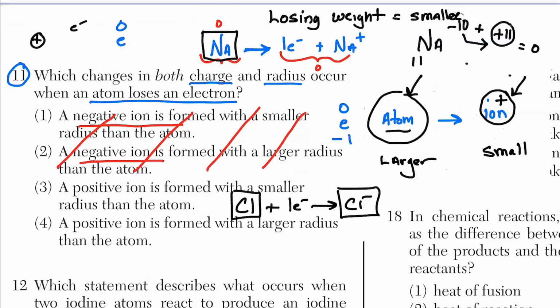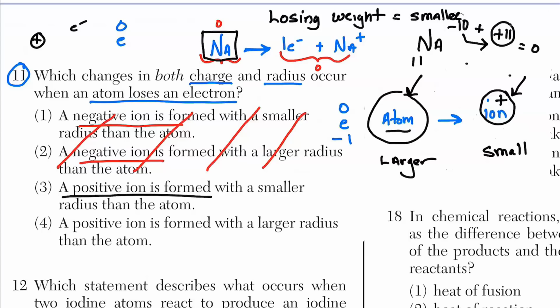So think about electrons gained and lost like weight. You lose electrons, you lose weight, you get smaller. You gain electrons, you gain weight, you get bigger. Okay, so in any case, back to reality here. Up there goes gravity, and I probably have to owe some money to someone for that. But a positive ion is formed with a smaller radius than the atom, because you lost electrons, you lost weight. Number 11 is 3.